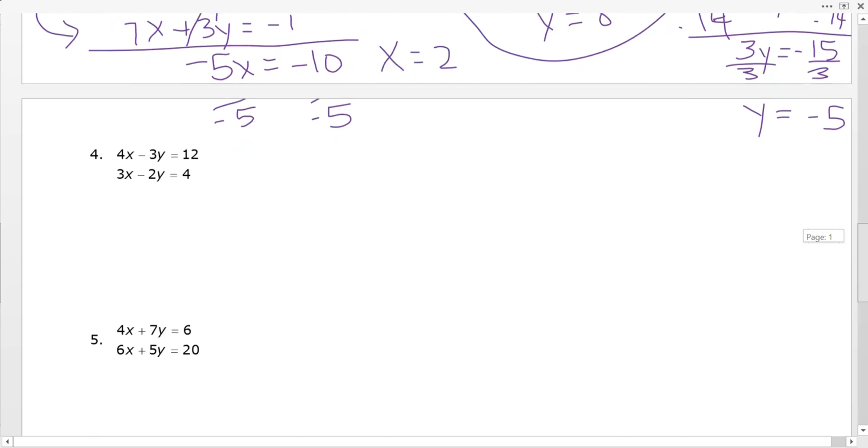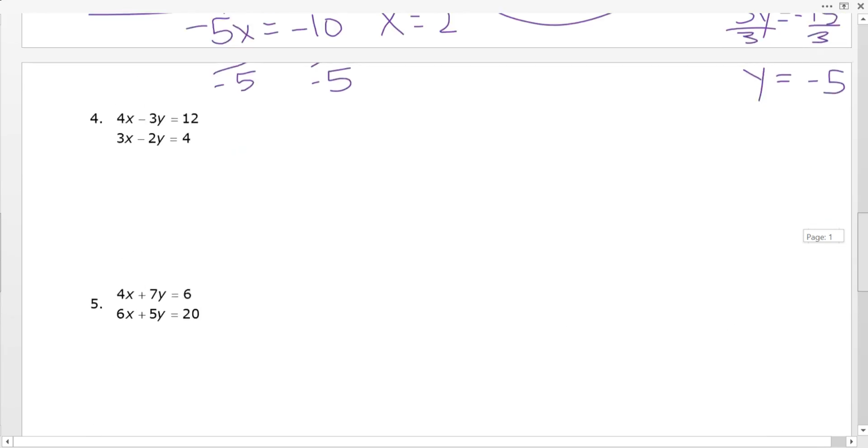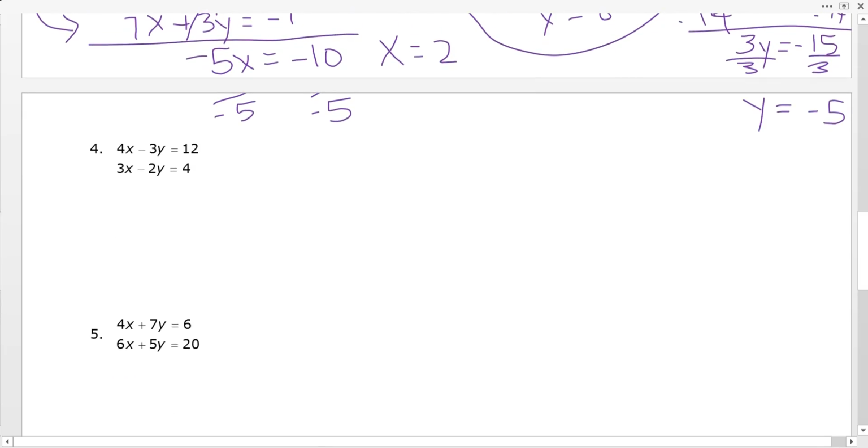Two more. Then you get to the ones where you're going to have to multiply both equations to make one of your variables have opposite coefficients. So I'm looking at my y's. I'm going to multiply this one times 2, and I'm going to multiply the bottom one times negative 3.